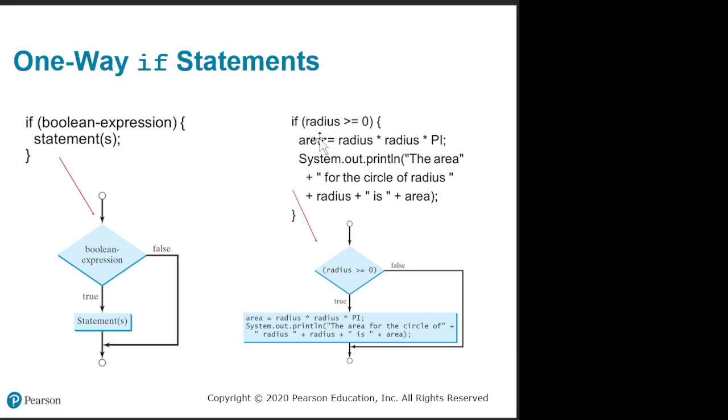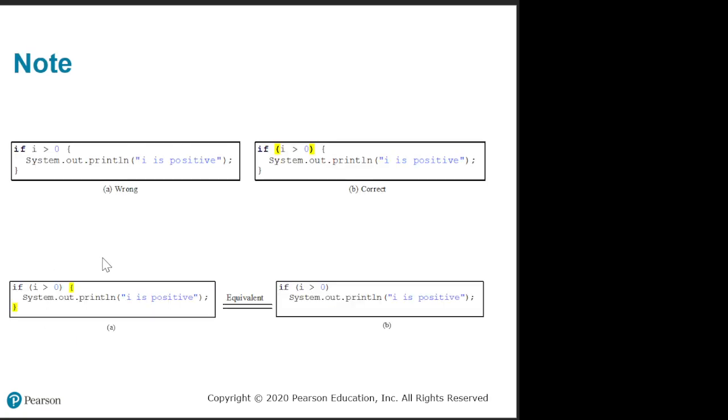And then here's an example in code. If the radius is greater than 0, calculate the area. And then print the output. So if the radius is greater than 0, false would take it out and there'd be nothing displayed and nothing calculated. And if it was true, then the program would continue down, do the calculation, and print to the screen. And these are called one-way if statements because the false jumps over what's happening with the true in this particular logic set.